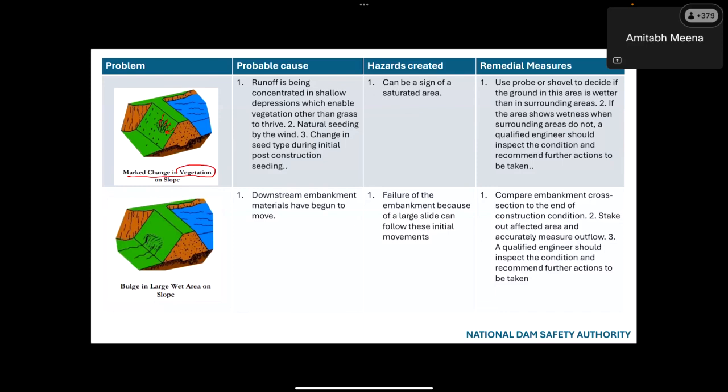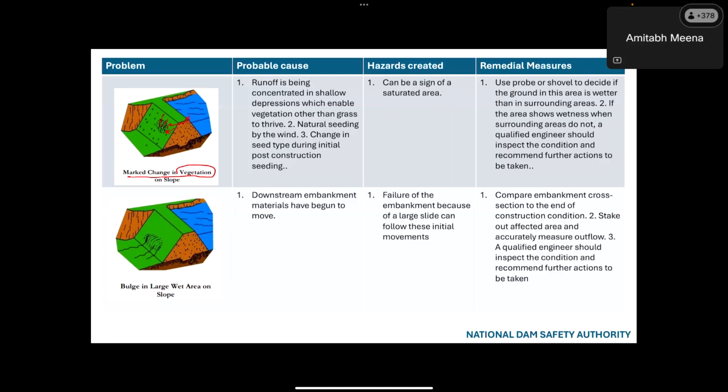And why is there suddenly this moisture here? Maybe some opening on the upstream side has been created, or some rodent hole has been created from the upstream up to this slope surface. So this needs to be carefully watched.